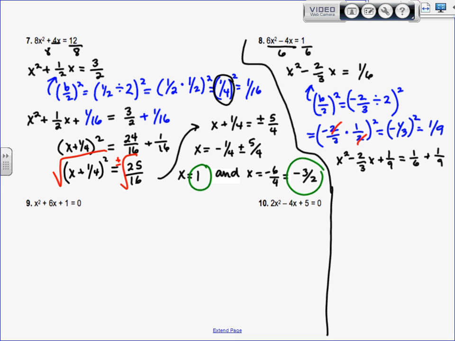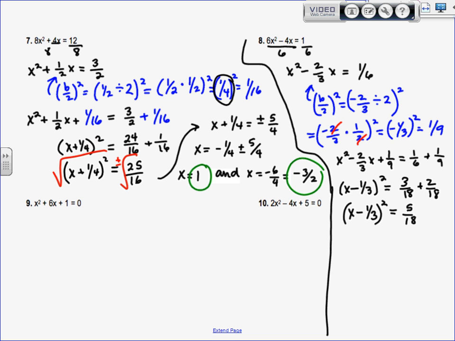So I'm going to have x squared minus 2/3 x plus 1/9 equals 1/6 plus 1/9. Okay, so it factors into x minus 1/3 times x minus 1/3, so x minus 1/3 squared. Then I have to get common denominators on the right side. So I have 1/6 plus 1/9, so I can make them both 18 on the denominator. So it's going to be 3 over 18 plus 2 over 18, so I get 5 over 18.